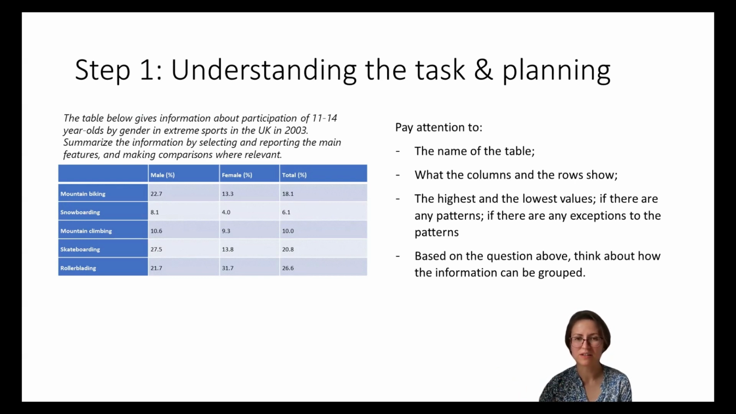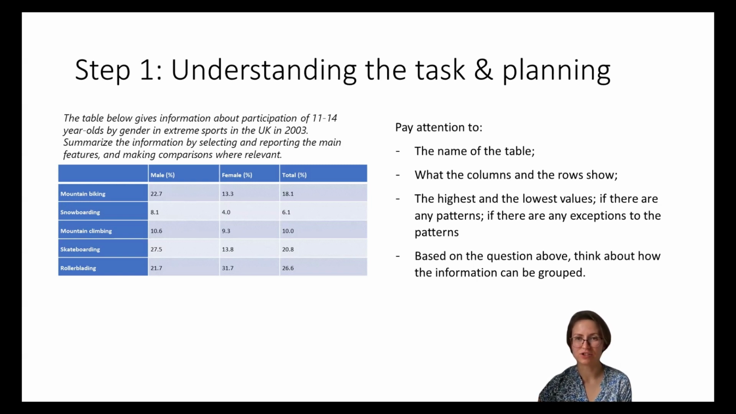And here are some things you may want to examine closely. First, it's the name of the table. Of course, we want to make sure we understand what the table shows. Next, what the columns and the rows show. In our case, the rows show extreme sports and the columns give information about male, female participation and total participation. Notice that the information is given in percentages, not in numbers. That is important because that's going to influence the language that we will use in our report.